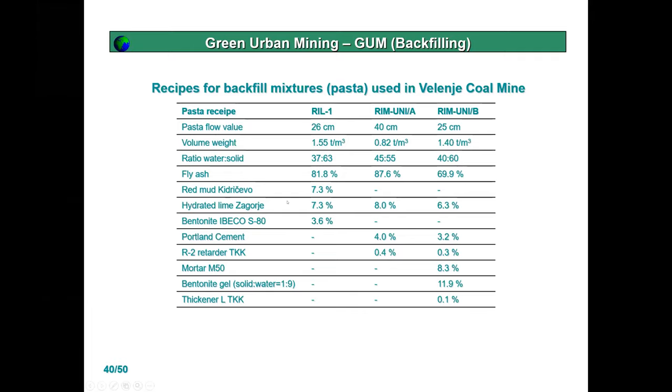So in the case of all these recipes, the most important material was fly ash, which is the byproduct from the thermal power plant where they use coal. And then we also used some additives, so-called red mud, hydrated lime, bentonite, Portland cement, and also some other additives, thickener and so on.